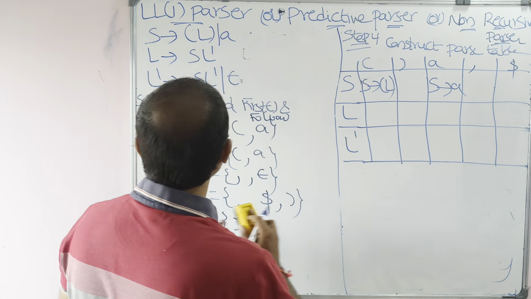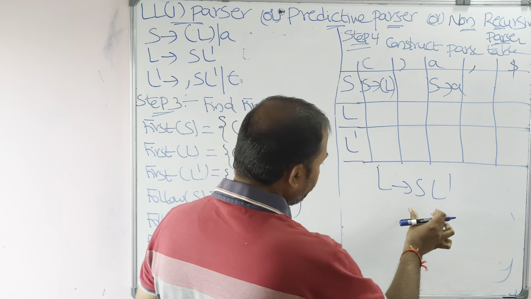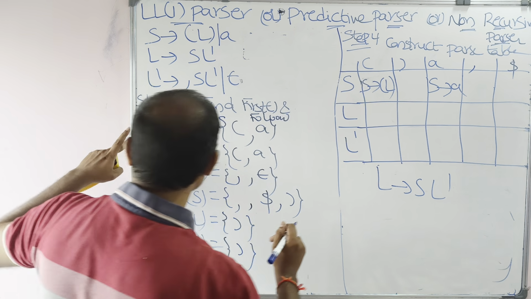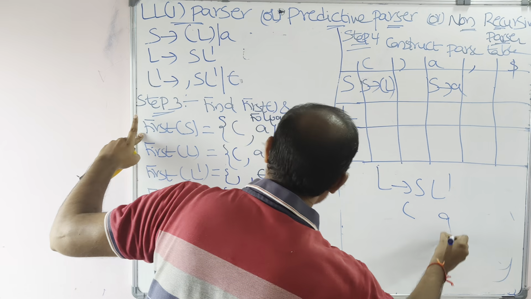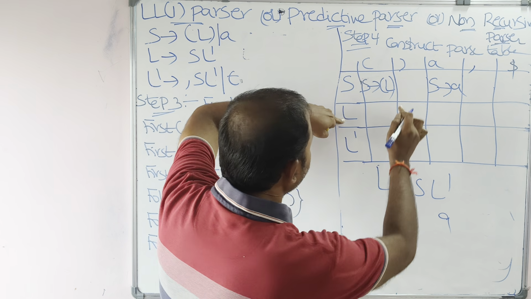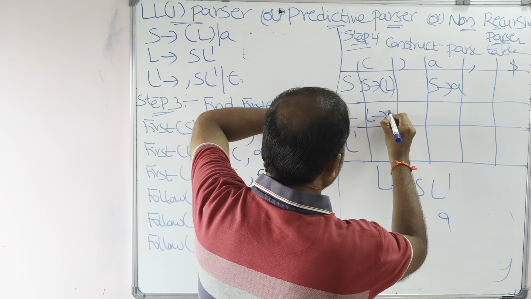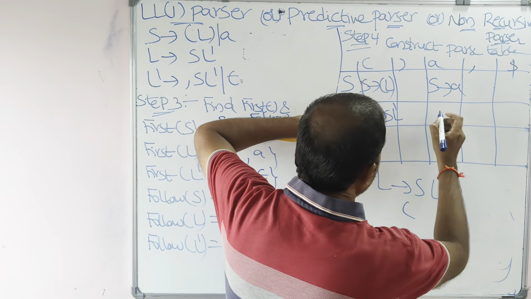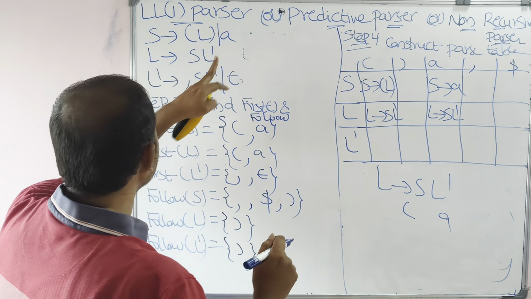Now let us consider the next production. What is the next one? L produces S L dash. So we have to calculate first of S L dash, that is first of S. What is first of S? Left parenthesis, A. What is the non-terminal here? L. So M of L, left parenthesis: add the production L produces S L dash. Next, L, A: add the production L produces S L dash. The second production is over.